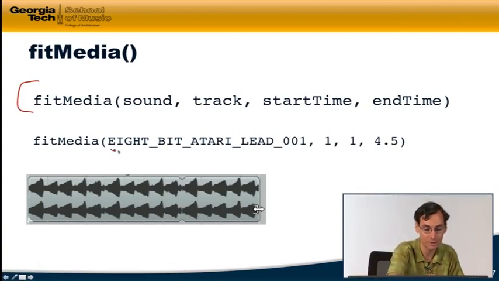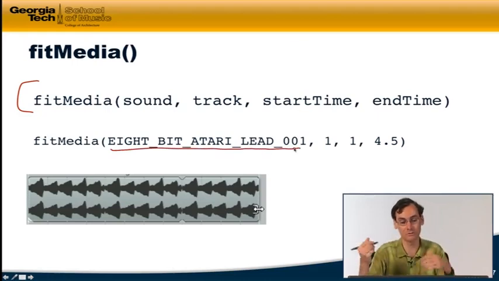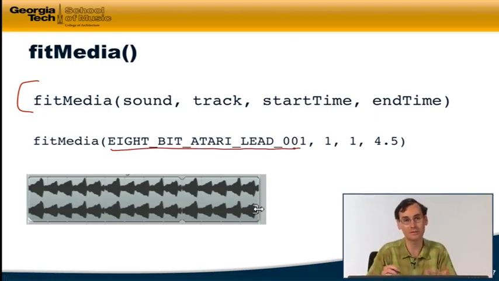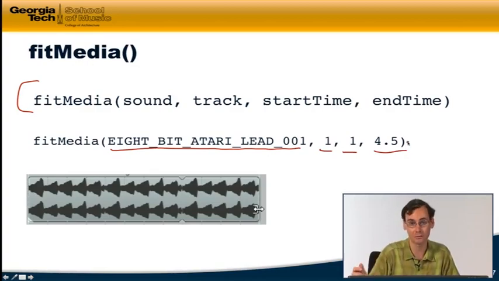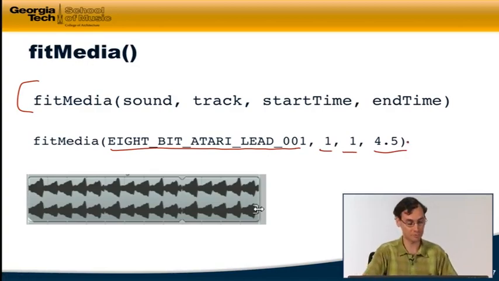So I can put in this 8-bit Atari lead 001 as our sound that we copied and pasted from the EarSketch sound browser. I can have it go on track 1, starting at measure 1 and ending at measure 4, beat 3. That 0.5 is for the beat 3.